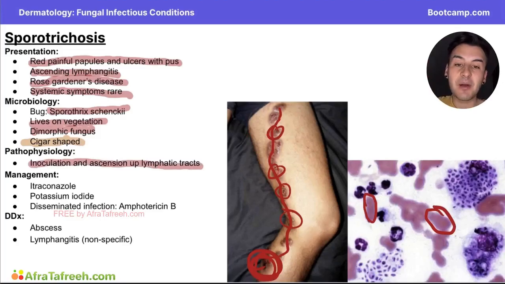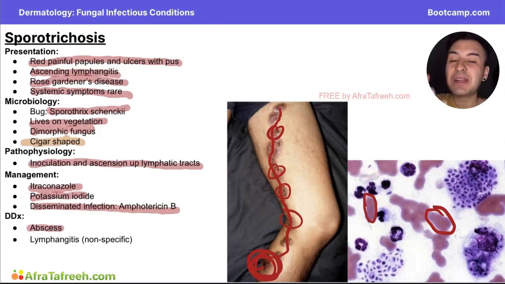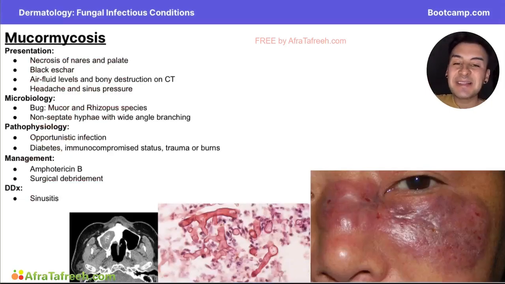And if we talk a little bit about management, the first line treatment is going to be itraconazole, and other options are going to be potassium iodide, as well as amphotericin B if we have a really scary disseminated infection. In terms of differential diagnosis, we talked about abscess and how it can sometimes present with systemic symptoms, and also abscesses aren't going to have this beautiful linear lymphatic tract, so that's a really great way to differentiate it. We also have lymphangitis, which is a pretty non-specific disease process, and it's very unlikely that they would describe it in the setting of a rose gardener or this specific fungal history or give us evidence of a KOH prep.